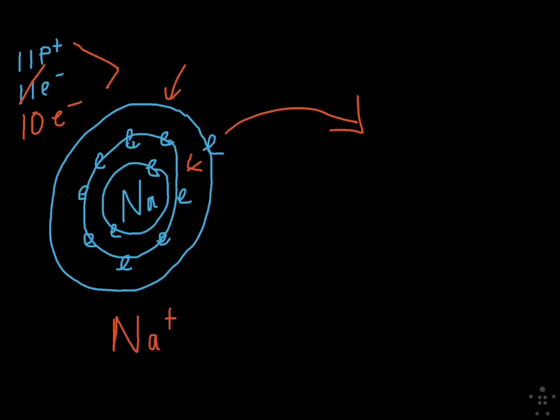So now we've solved one half of this puzzle. We've got our 1 charged atom. Now we need to figure out how we get the other one. So let's go back to our periodic table.